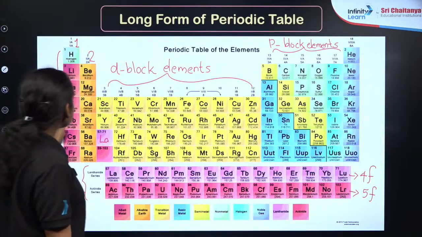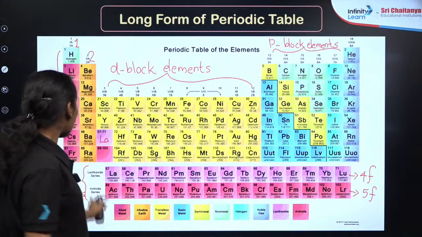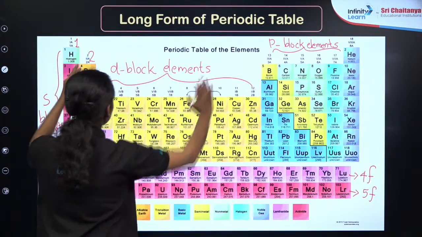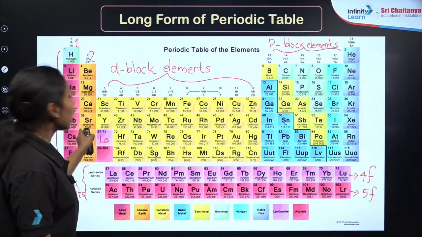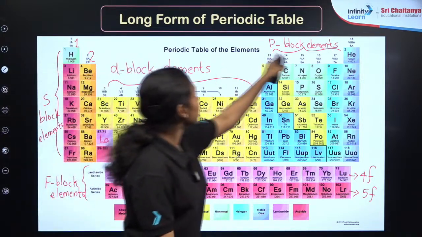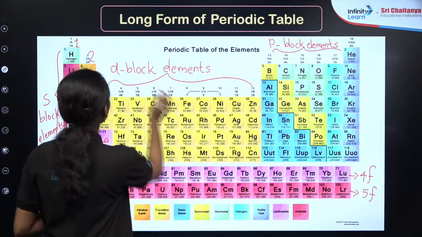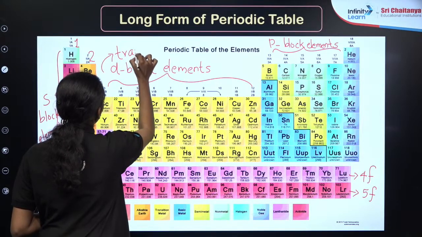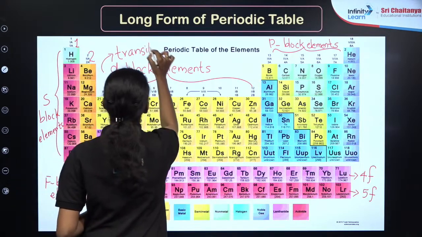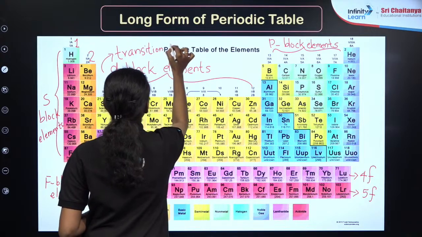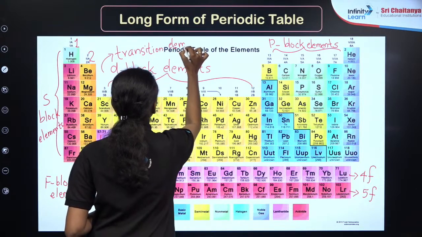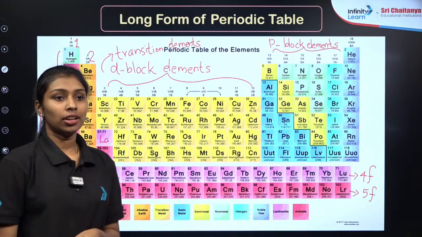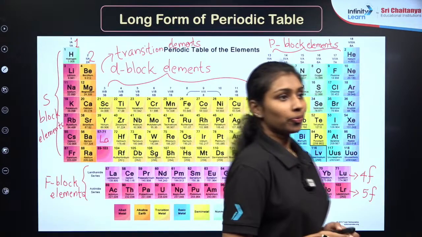This is the whole classification of the elements into different blocks: S block, P block, D block and F block. In between the S and P blocks, the D block elements show the transition from highly electropositive metals to highly electronegative non-metals, therefore these D block elements are also known as transition elements. Okay, is that clear?